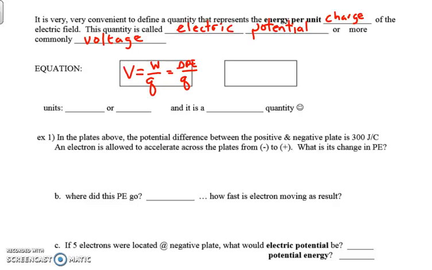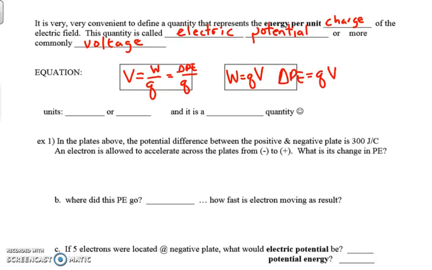However, we often use this equation for a different reason, not so much to find voltage, but to find the amount of energy that a charge gets by moving across a field. So if we rearrange this, we can say that the work done equals how much charge moves multiplied by the potential. Or we can say the change in potential energy of an object equals Q times the change in potential.